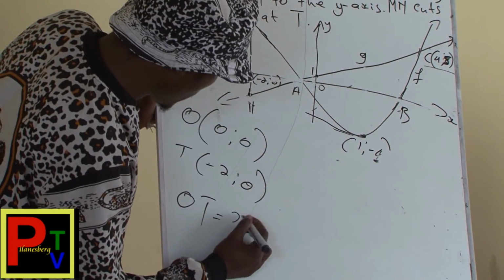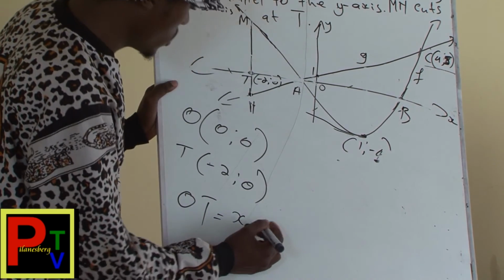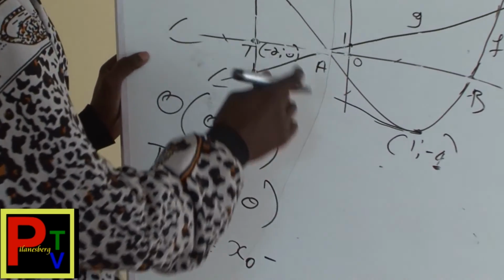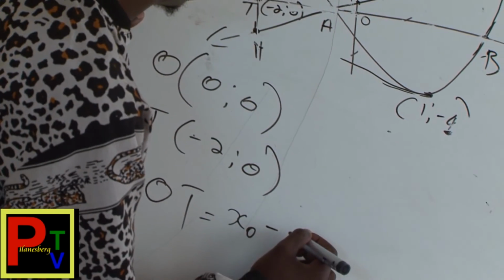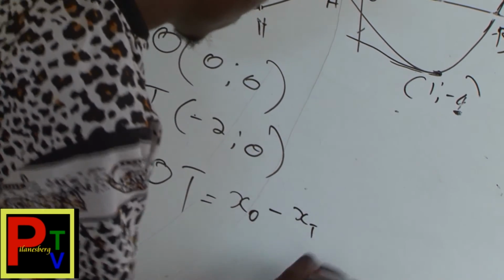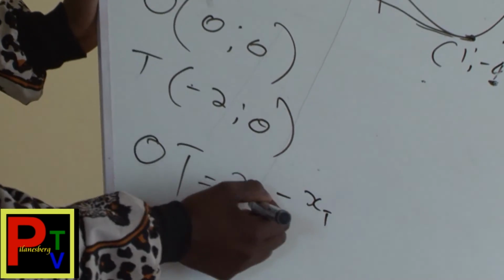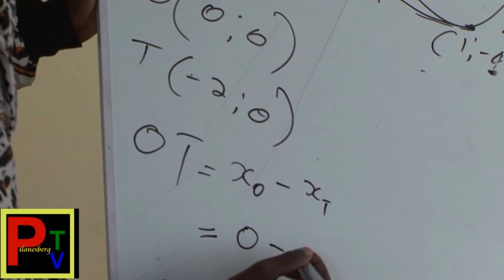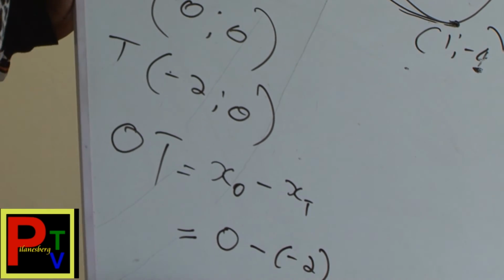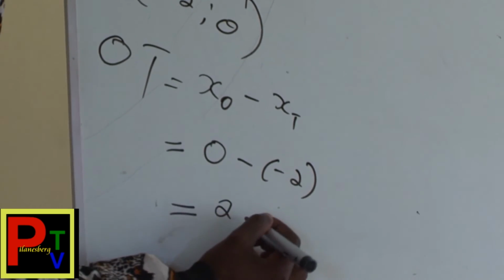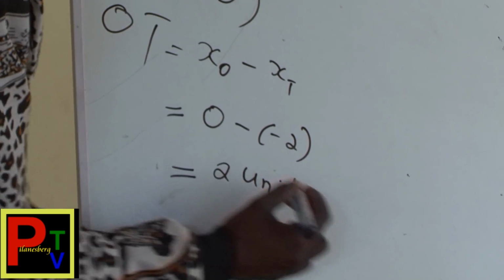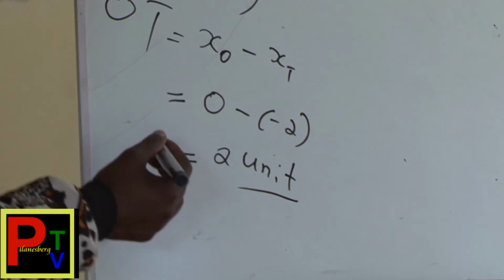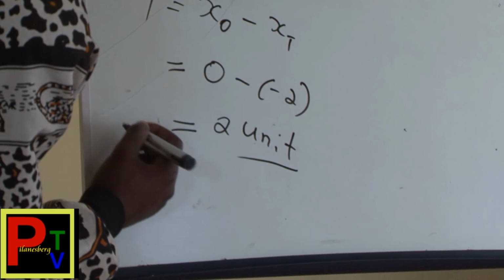We take the bigger x, which is O, and subtract the smaller x, which is T. Therefore, the x value here is 0, subtract negative 2, that is 2 units. We write units to show this is a distance or length.